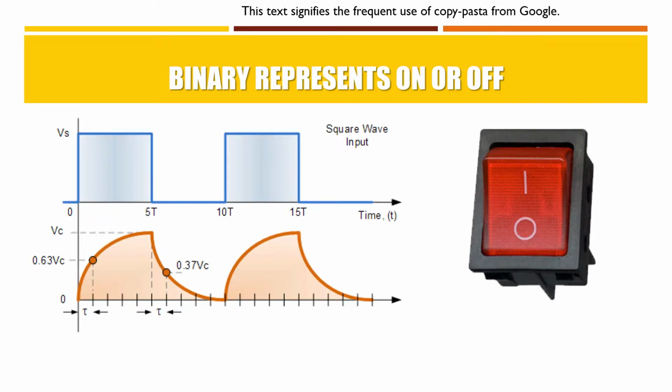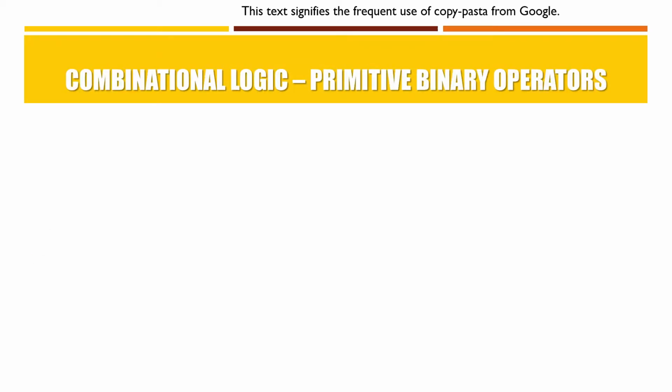Now we're going to cover binary, which is just a representation of on or off, which is represented by 1 when it's on and 0 when it's off, just like a switch over here. This graph just represents when voltage is high and when voltage is low, of course high being 1 and low being 0.